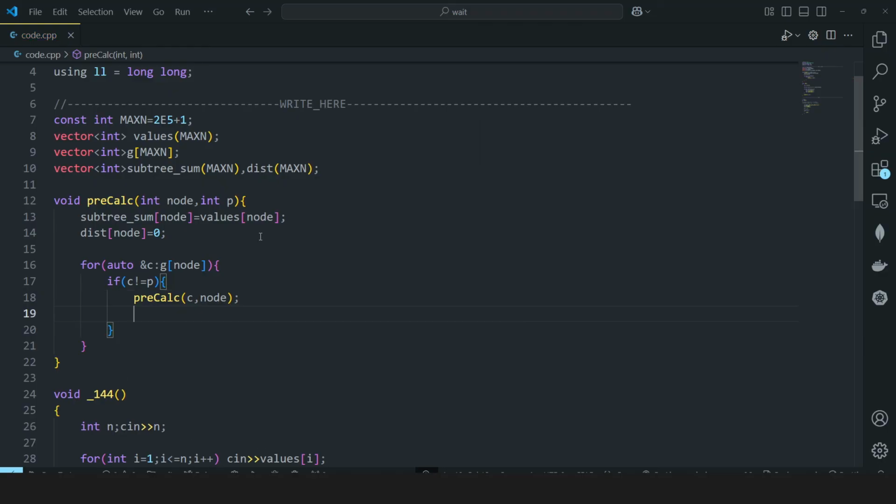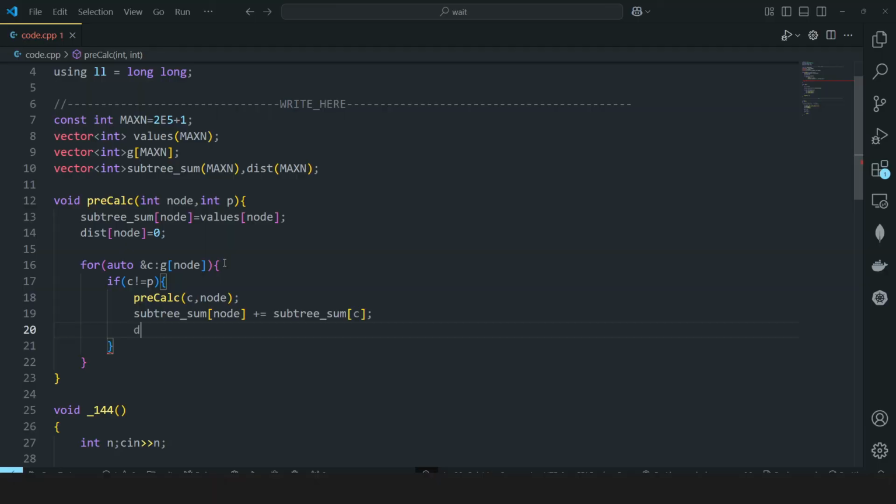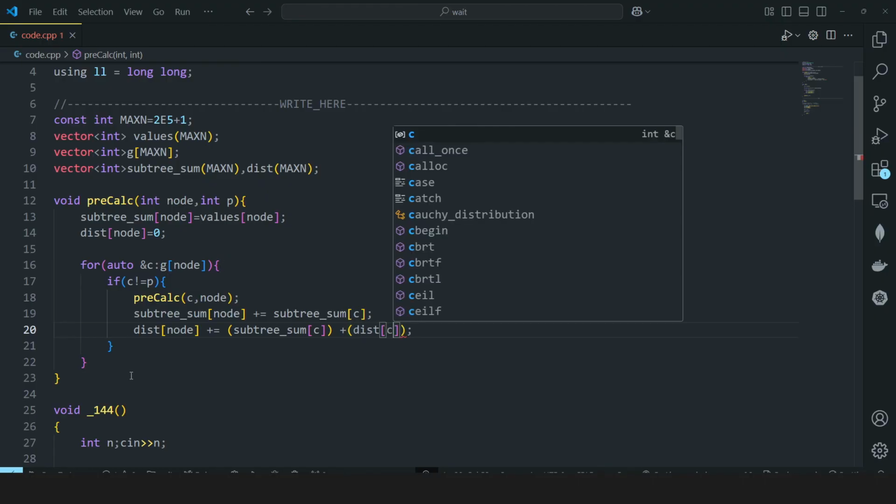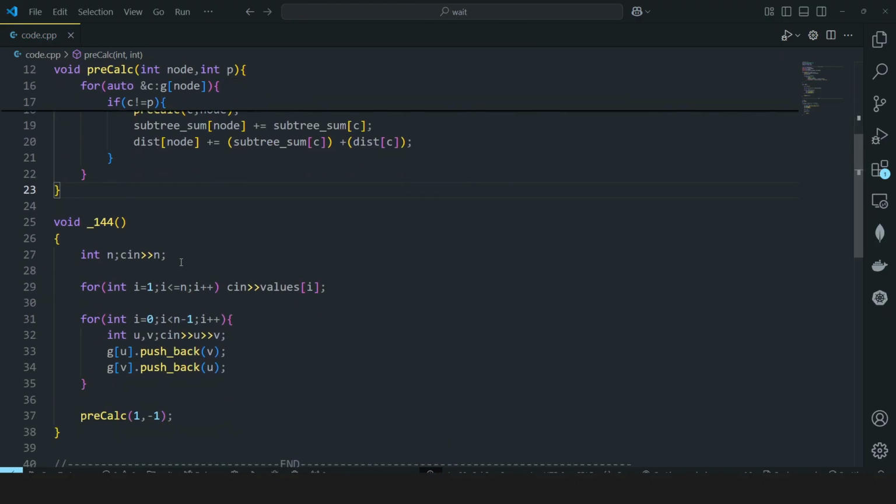And after that, in order to calculate the value for the current node, I will do two things. To calculate the subtree sum for the current node, I will utilize the value of its children, and we saw how it worked in the explanation very well. So it would be the subtree sum of this child, right? And also the distance for this node will be whatever value is present initially plus two things: first, whatever subtree sum we calculated for this child, plus the distance of this child. And just by doing this, I think our pre-calculation function is ready.